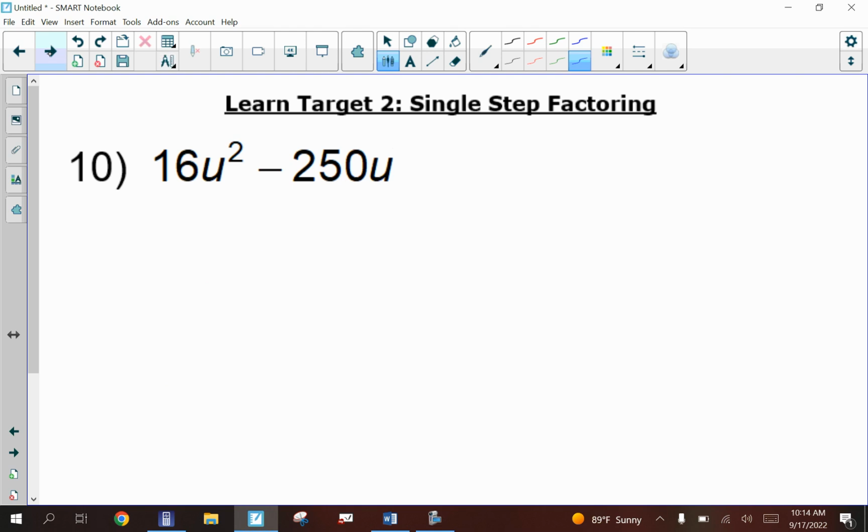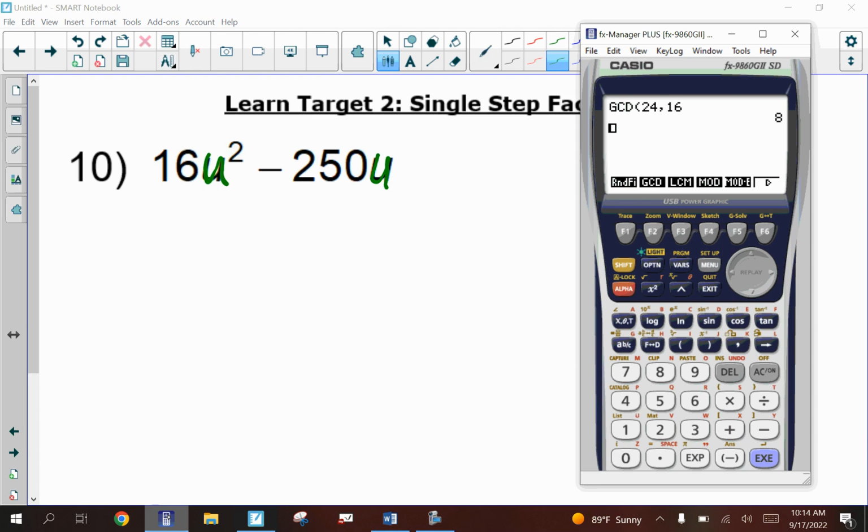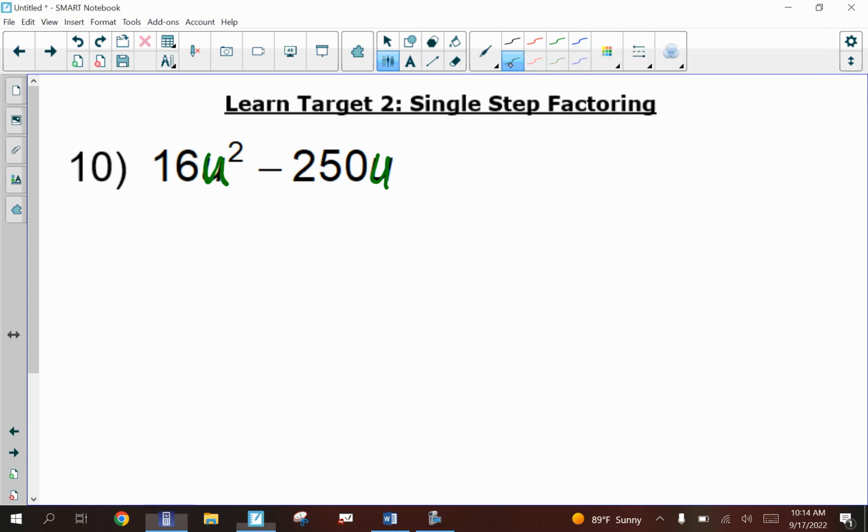Next one, it's got a 16u and a 16u squared and a 250u. So right away, I see that it has a u and a u squared and a u. So I'm going to check the numbers in the calculator. So GCD, which is the same as GCF, we're going to type in 16, comma, 250. So that's just going to be 2. So I have to divide this by 2.